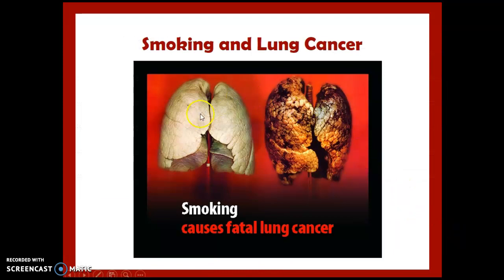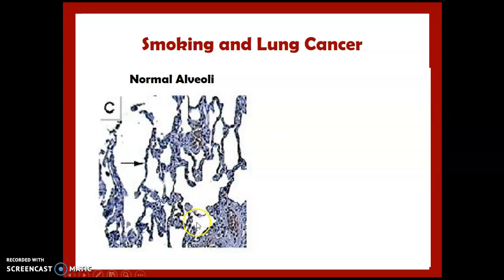And here we have just an example of a lung that has not been exposed to tobacco smoking versus a lung that has been exposed to tobacco smoking. We can see all the tar, because when you smoke, tar builds up in your lungs and causes damage to the alveoli and also causes cellular mutations. And then here's a close-up look.